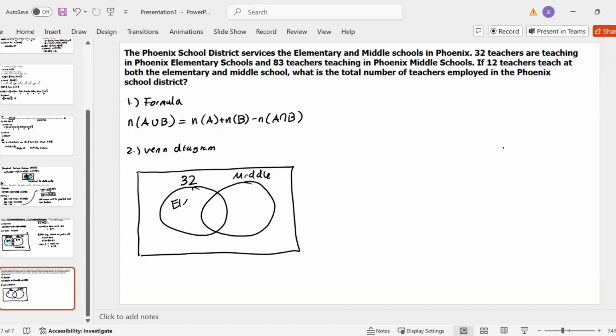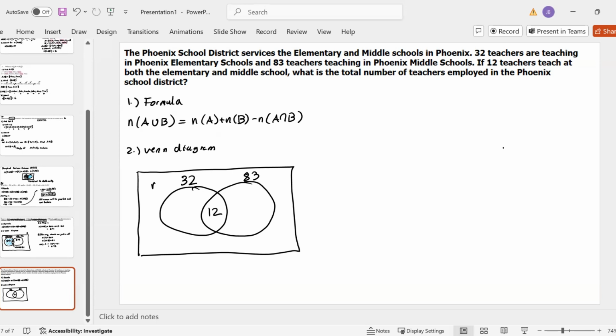I'll just write that elementary. And then this is middle. And so middle school is 83. And then if 12 teachers teach at the school district, that at both, I have 12, right? And so what a student could do accidentally, and this is the reason that I mentioned this.